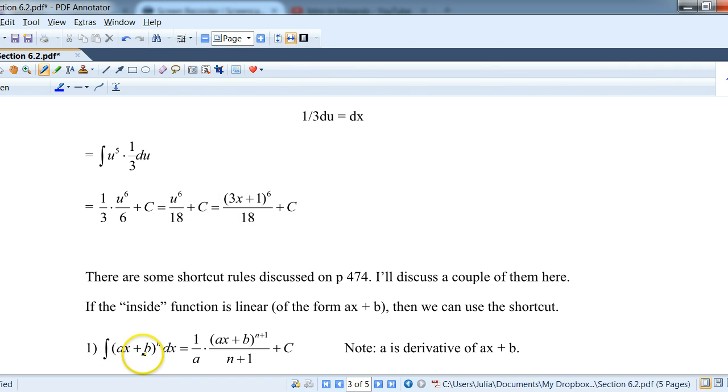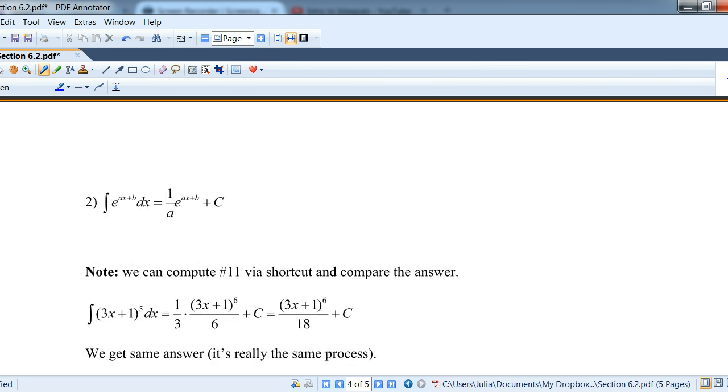If you have a linear function, let's say of the form (ax plus b) to the n power, then 1 over a, how do we get 1 over a? Well, first of all, it's a constant in front of x, but you can also think of it as the derivative of ax plus b. Derivative of ax is a, the b is just constant, so it's 0. So we'll get 1 over the derivative, which is 1 over 3 in the previous example. And then you just integrate ax plus b, so it becomes to the n plus 1 power over n plus 1 plus a constant.